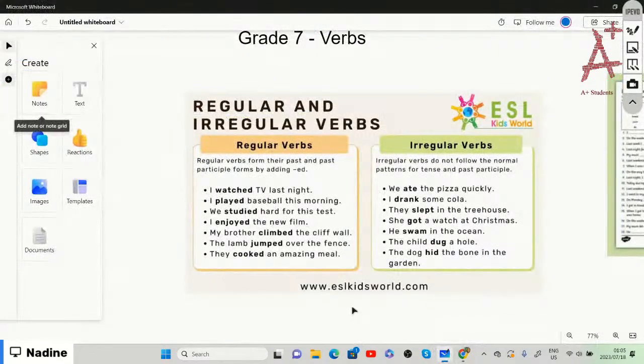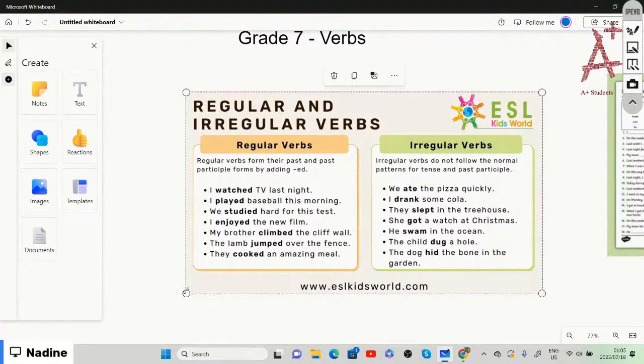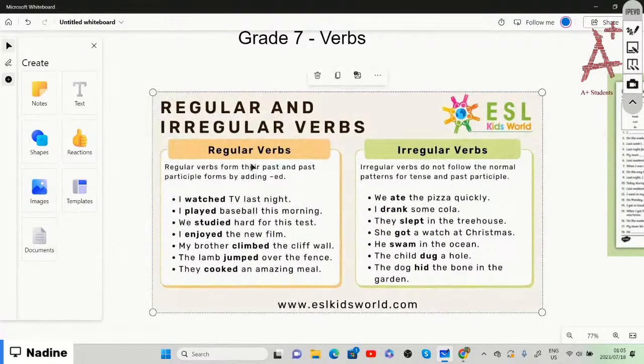All right, so if we look at the picture in front of us of regular and irregular verbs, regular verbs are on the left-hand side and irregular verbs on the other side. This is just a few examples. Starting with regular verbs, we see that regular verbs form their past and past participle forms by adding either ed or d. That is the rule we have to follow with regular verbs.